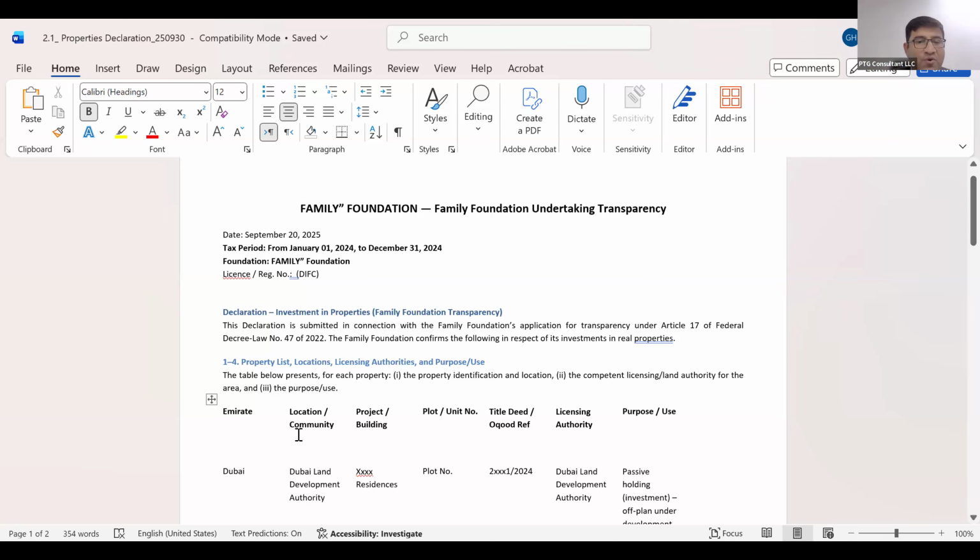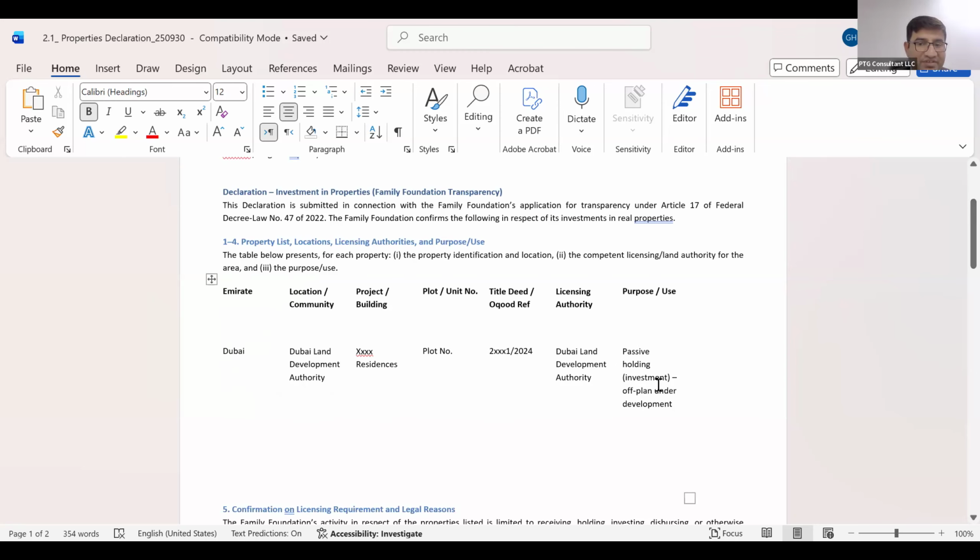Like the property owned, where, the project name, the tower name, the plot name already written on the document. Title deed or a COOD reference, that contain all the detail. Then licensing authority, then the purpose. So this also to be addressed. Passive investment, offline and under development. So this is passive income. So this is the defining part. We are complying with the family foundation.